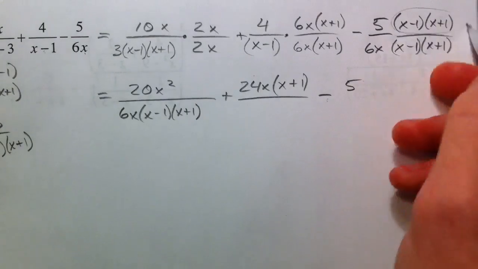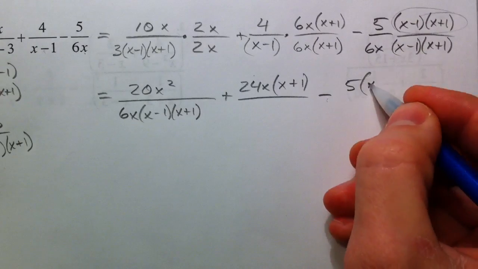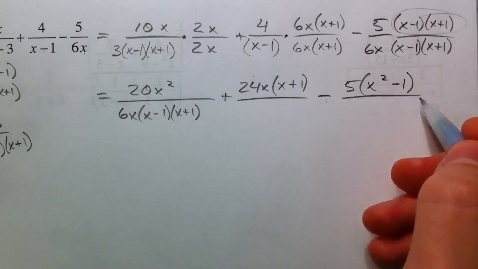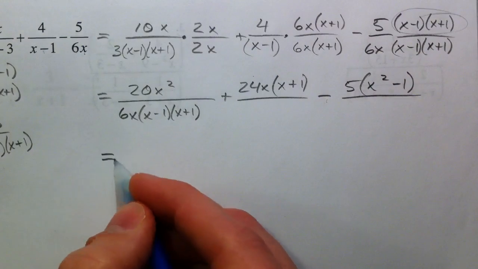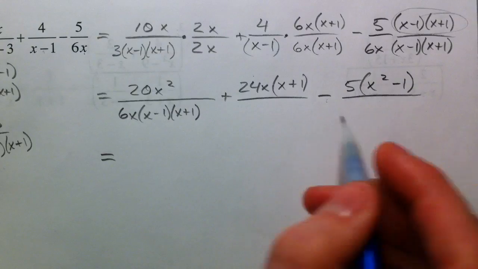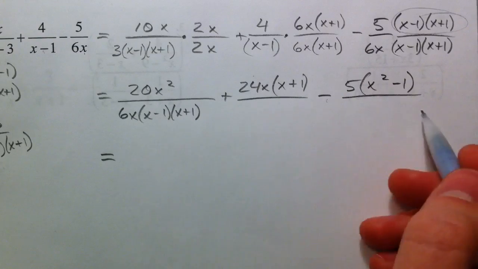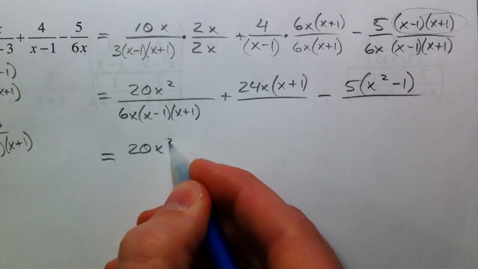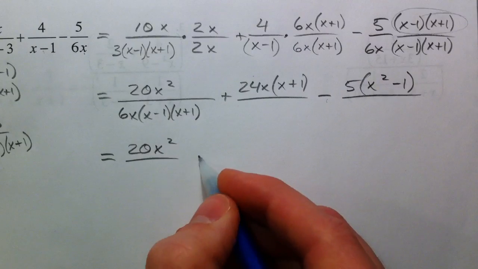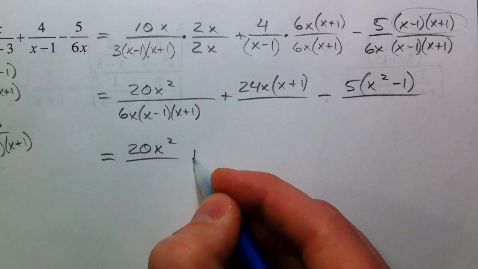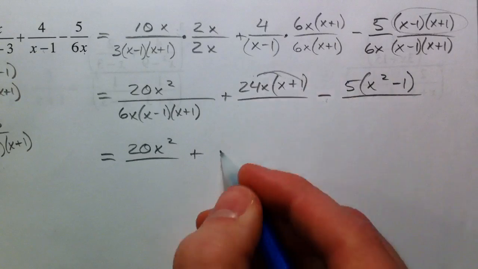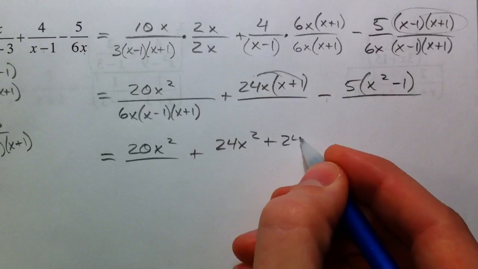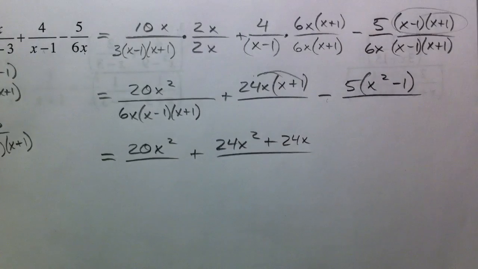5 times, I'm going to combine these two first and get x squared minus 1. That's what we got going in reverse. Sometimes I just leave off the denominators because it takes extra time to write them, and they are the same. So now, as we're going further into it, 20x squared, distribute some more. 24x squared plus 24x.